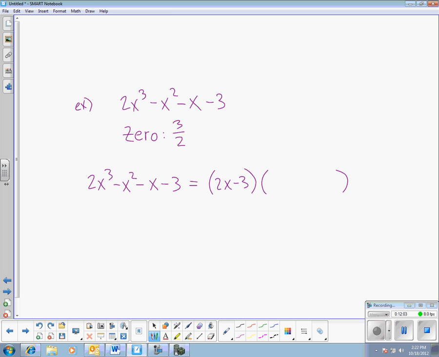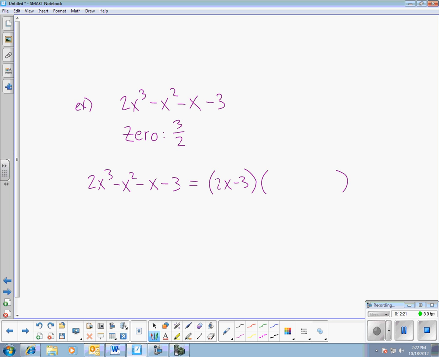Remember, when you're factoring, you're not solving an equation. You're just breaking something down, like breaking down the number 8 into 4 times 2. You're just breaking it down into the things that would multiply together to give it to you. So I know that 2x minus 3 is a factor because of the rational root theorem. So what is left over?